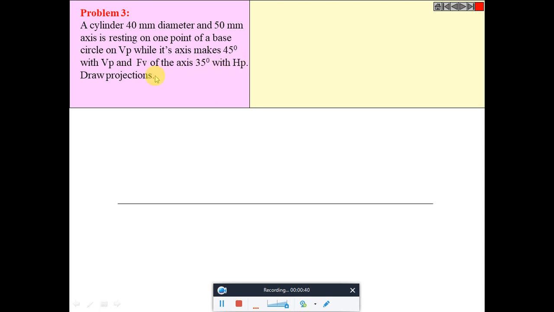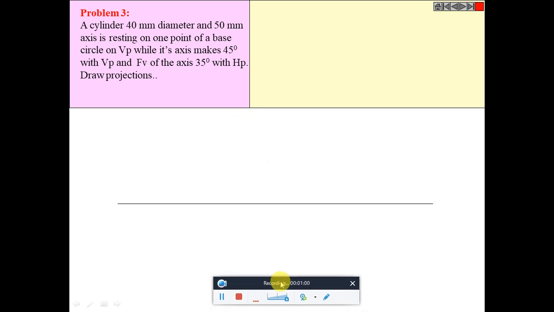And listen, for our portions we have only one kind of inclination. It can be either inclined to VP or it can be inclined to HP. So we will cut out this half, that is front view of axis 35 degrees to HP. So till this we are going to solve. Okay. So for better understanding, first I'll just explain the concept and then we will be able to solve the problem.